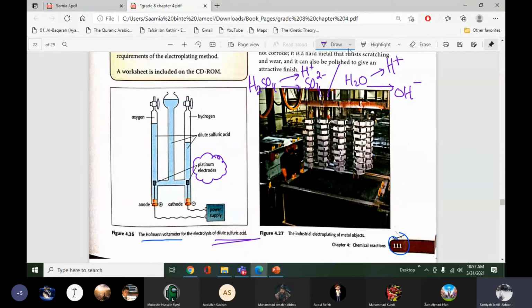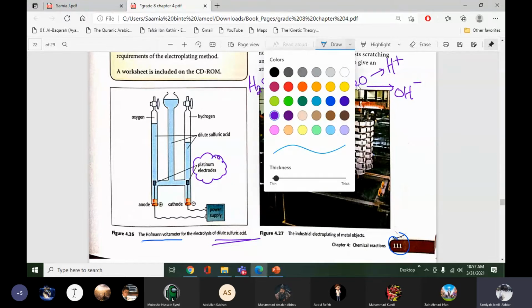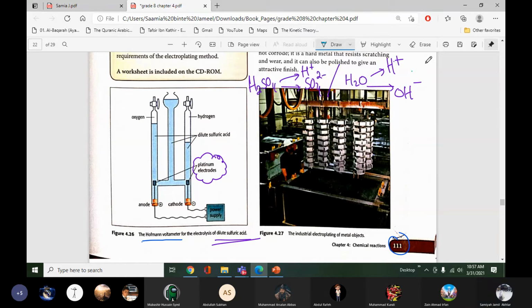Which ion will discharge at cathode? Negative ions? No, cathode itself is negative. So which ion will be discharged? Hydrogen. Yes, cathode is negative, so positive ions will get attracted towards it.